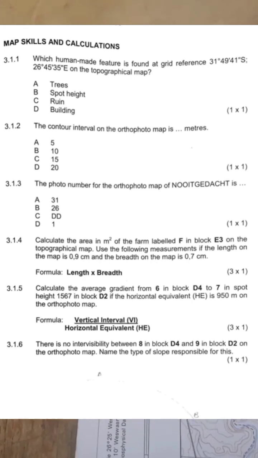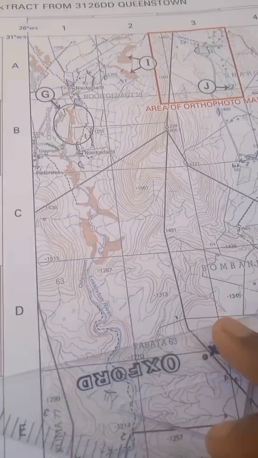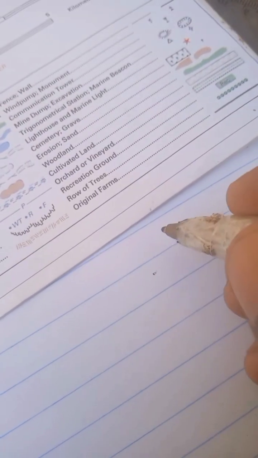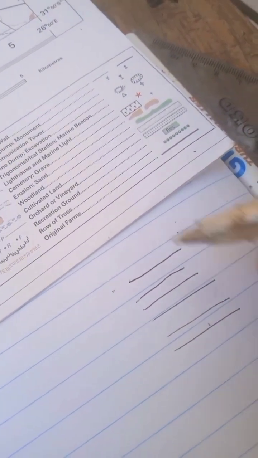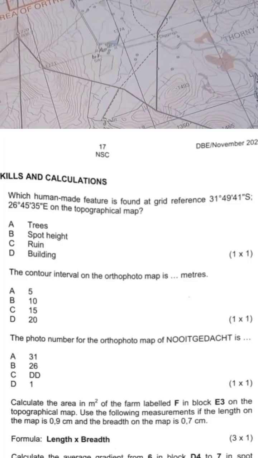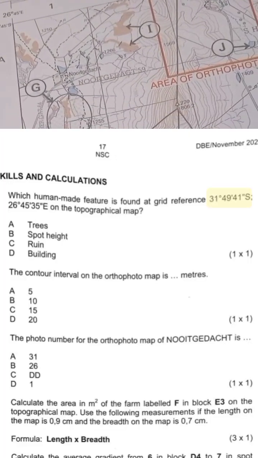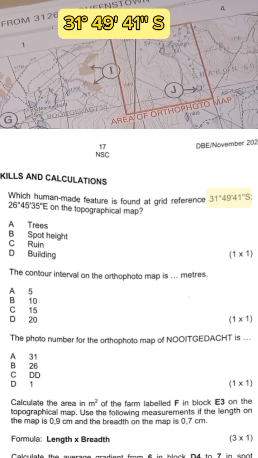So let's go on our map. In order to understand the coordinates, we know that we have latitudes and longitudes. Latitudes run horizontally, and the way that we count is from the north to the south or from the south to the north. So basically your horizontal lines going from north to south. Right here we are given a latitude of 31 degrees, 49 minutes, and 41 seconds.